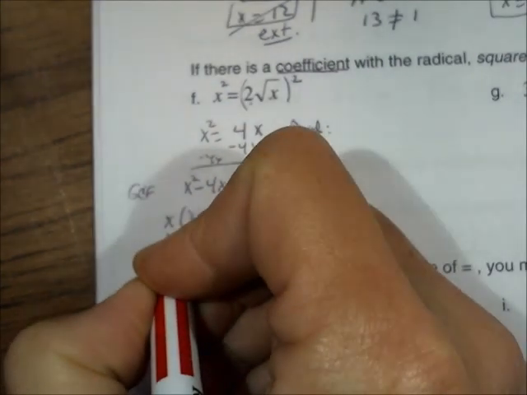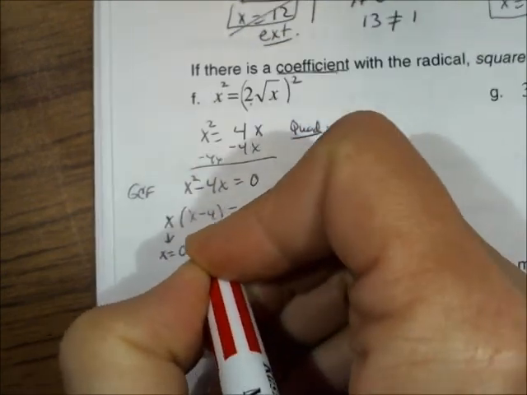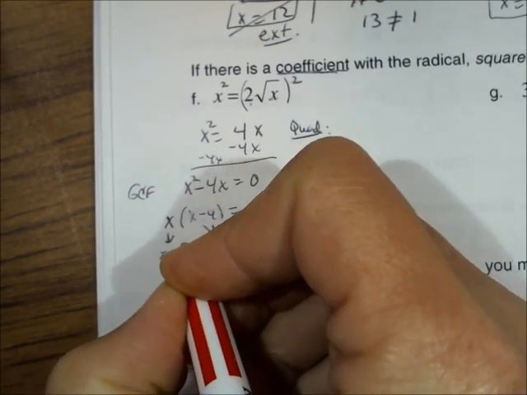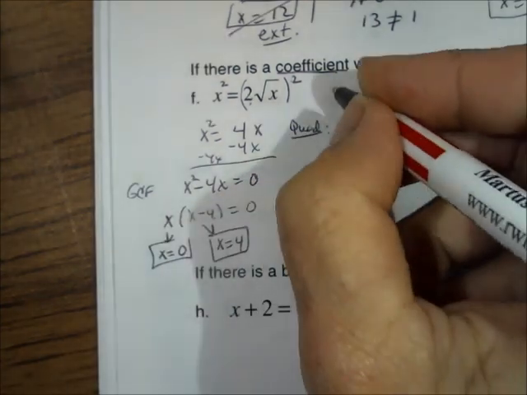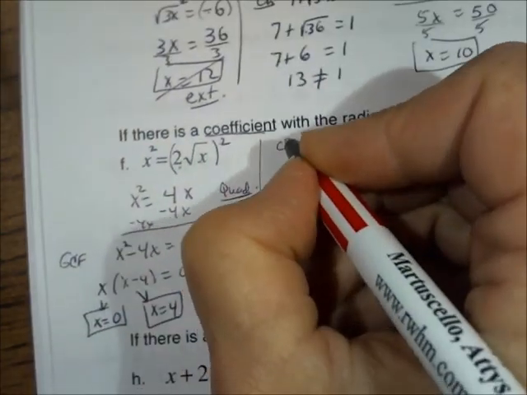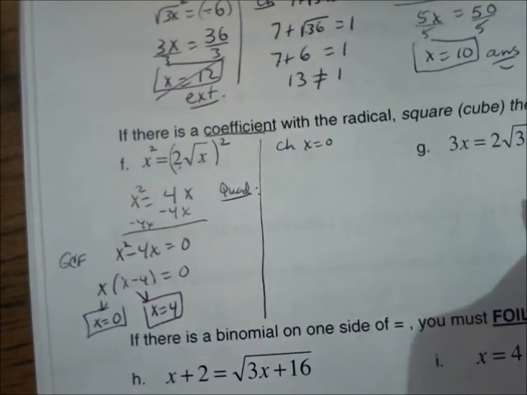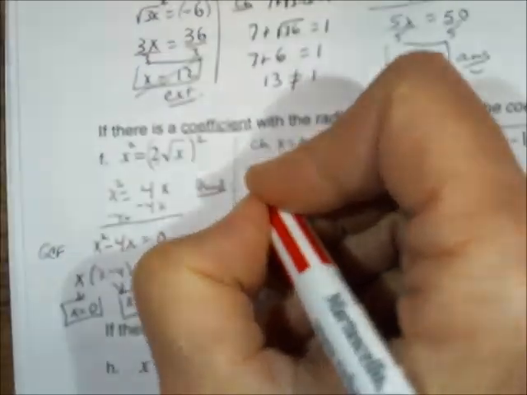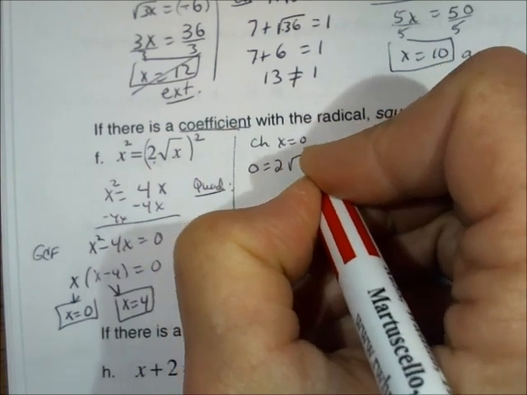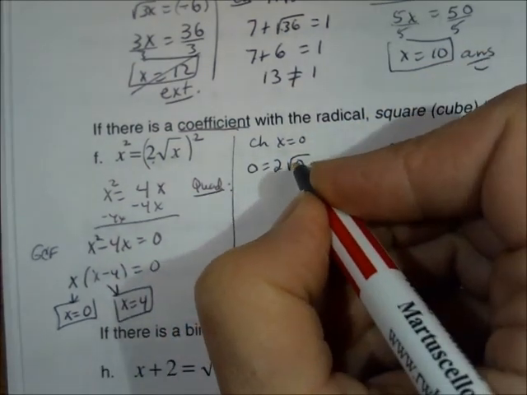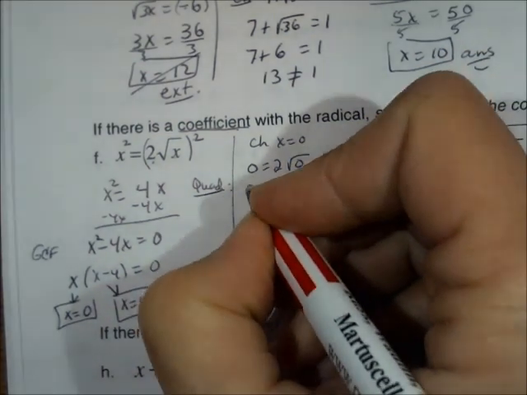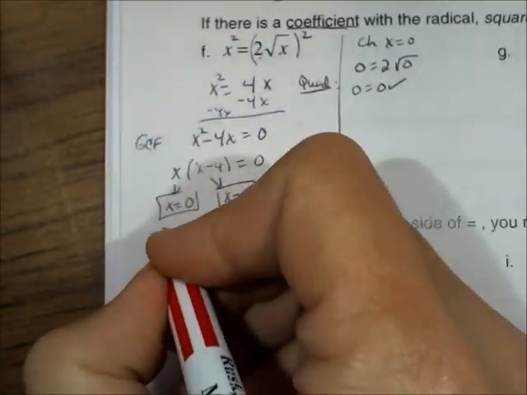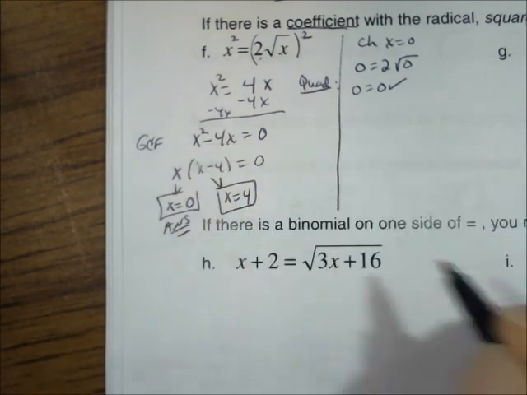So you have two answers here. This x value equals 0, and this x value is equal to 4. So actually now you have two checks to make. Let's check x equals 0 first. So when you put it in the original equation, does 0 equal 2 times the square root of 0? Well, the square root of 0 is just 0, so 0 equals 2 times 0, which is 0. That one checks. So x equals 0 is an answer.